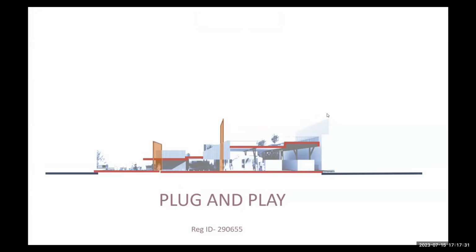Our concept is plug and play. We'll go through a few images that we have selected that show how we read the existing situation at Padarayanapura. Okay.